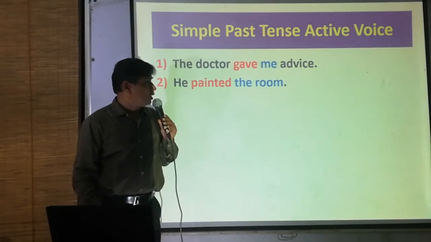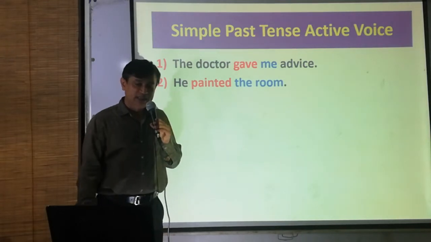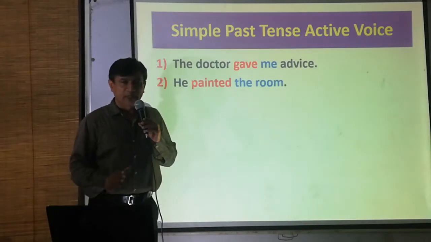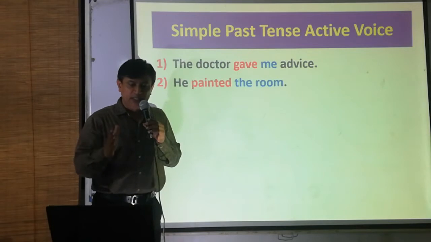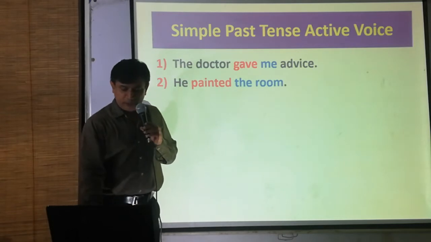He painted the room. In this sentence, he is the subject. Painted is the verb. The room is the object. There is a subject, verb, object formation. He is the subject, painted the verb, the room is the object. Right. Next example.